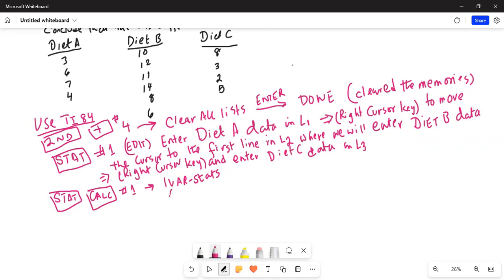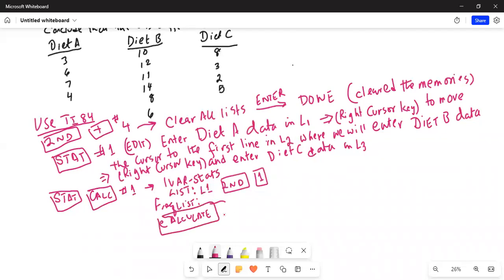First line, list is L1. If it is not L1, you can make it L1 by pressing the second button and then number 1 button. Second and 1 will make it L1. Like mine is L2 now. I'll make it L1 by second and 1. Next line, FreqList, should be empty. There should be nothing to the right of the colon in the second line. And then we go to Calculate and hit enter.